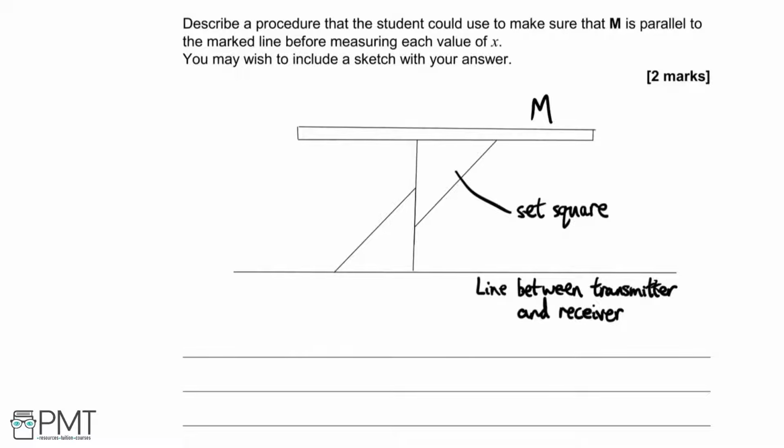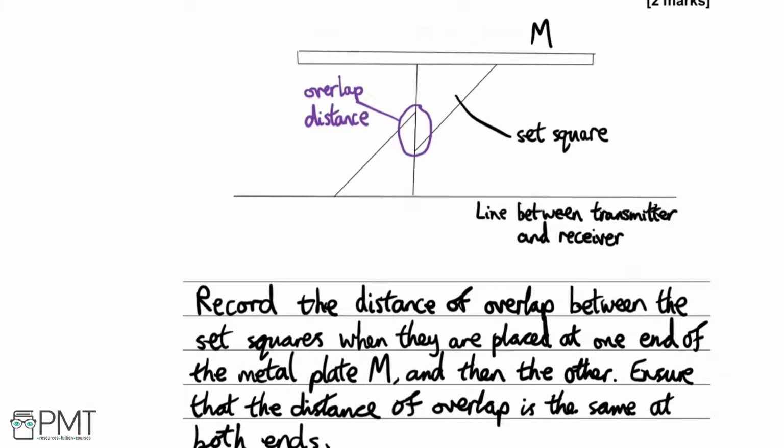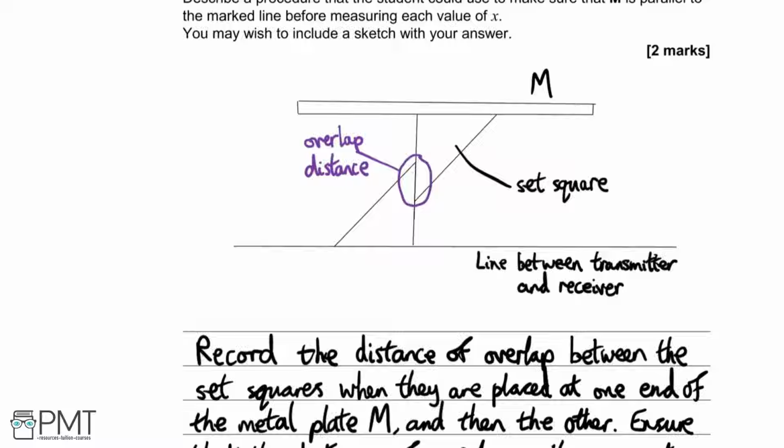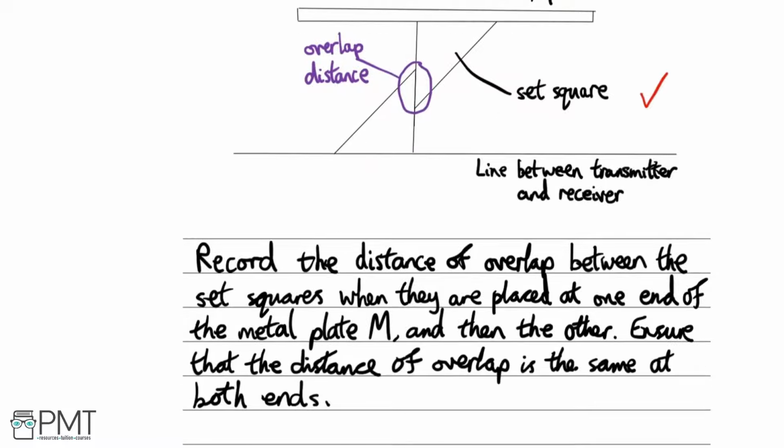The other point to add to this, to make sure that M is definitely running parallel, would be to measure the distance between the set squares at both ends of M and make sure that those distances between the set squares are the same. So the distance that I'm indicating is this distance of overlap. So for this question, you would get 1 mark for a suitably drawn and suitably labelled diagram, and then a 2nd mark for explaining how to utilise those set squares at both ends of the plate.